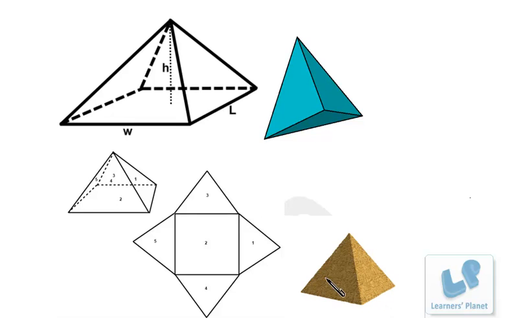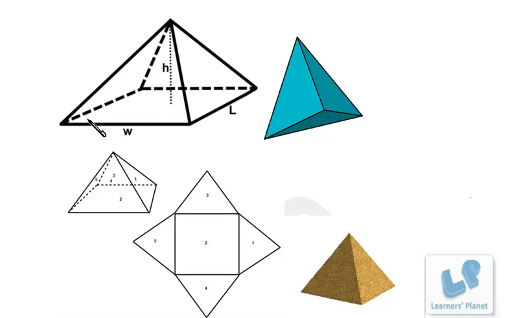This is having the rectangular base and the faces are triangular. This is a triangular pyramid. The base is a triangle and there are three faces. In this case, there are four faces. Okay. So let's calculate the total surface area in this case.